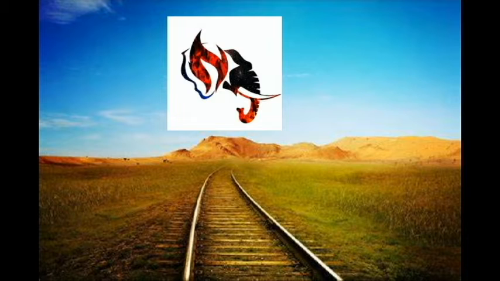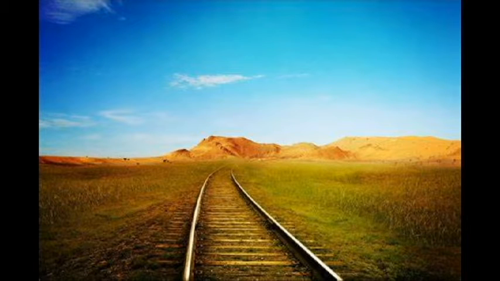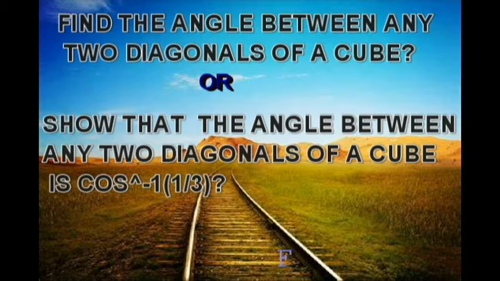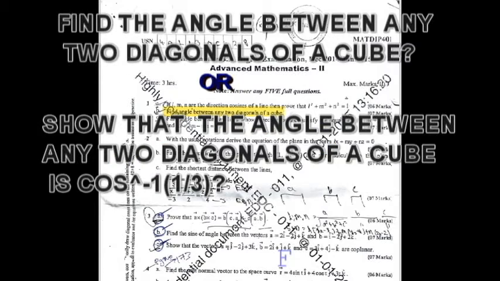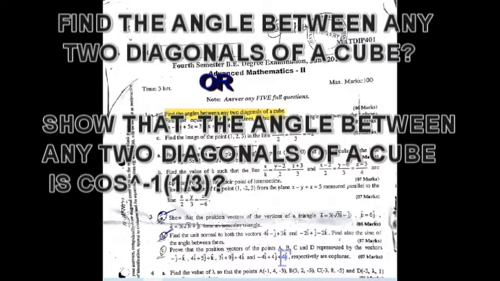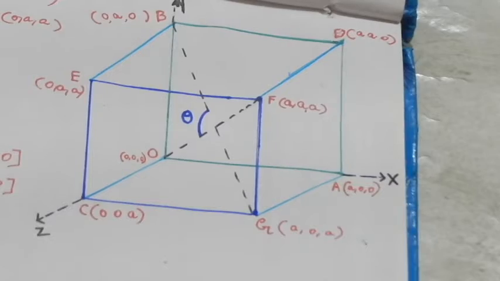The most frequently repeated question is: find the angle between any two diagonals of a cube, or show that the angle between any two diagonals of a cube is cos inverse of 1 by 3. The solution is very simple.